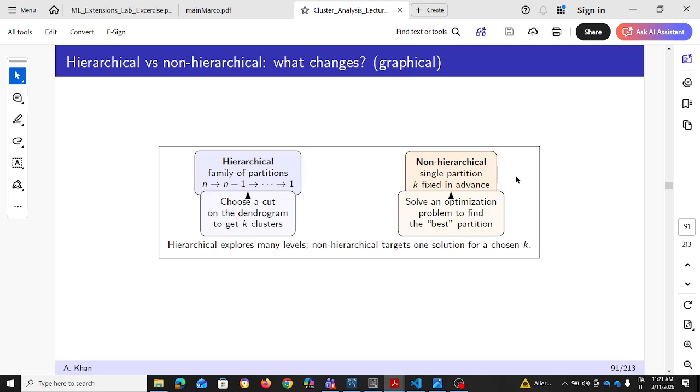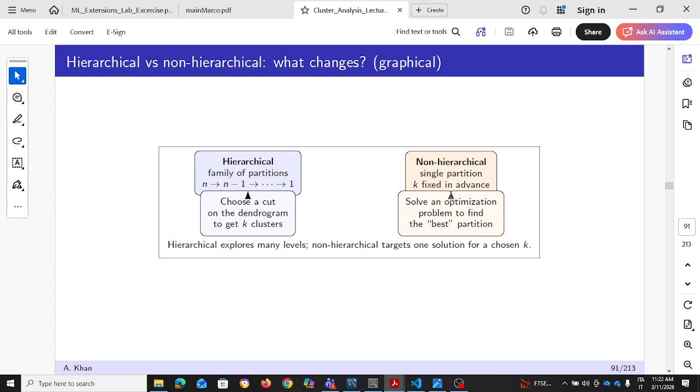Now the scenario is different with non-hierarchical. We have to know k in advance, how many partitions we want. So here we have to solve an optimization problem. If you remember, hierarchical we said is an exploratory algorithm. We are exploring the structure. We are looking for some patterns inside the data. But here, a priori, we know how many clusters we want to make.